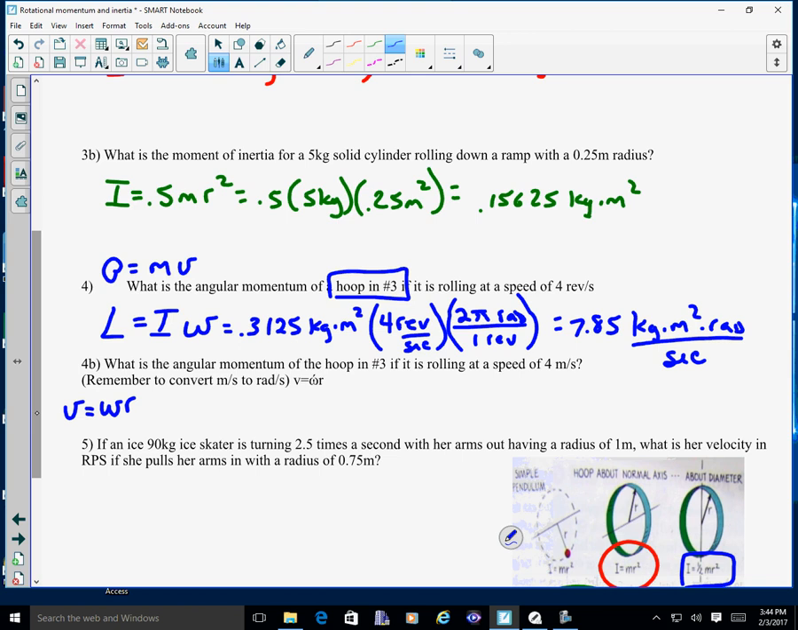Let's figure out what this is then. I'm going to take the 4 meters per second, divide it by the radius.